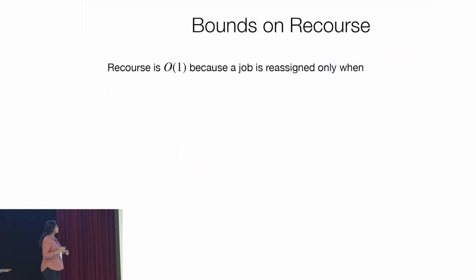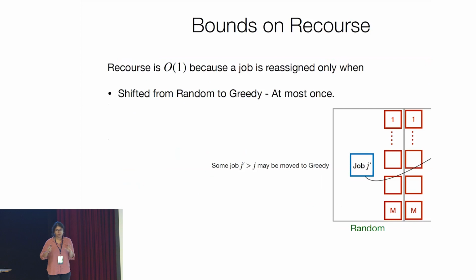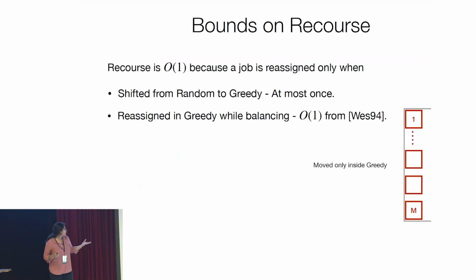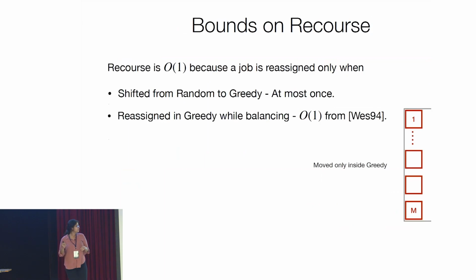So when is a job reassigned? It could be shifted from random to greedy, right? But that happens only once, because once we shift the job to greedy, we don't care about it at all. We're just going to take care of it in the one-dimensional way. And one more thing that could happen is that inside greedy itself, some other job may be deleted and you may need reassignments, right? Okay, so even this is only going to be order of 1 just from this one-dimensional algorithm. Is that okay? Okay. So is it clear that this recourse is going to be order of 1 for any job?